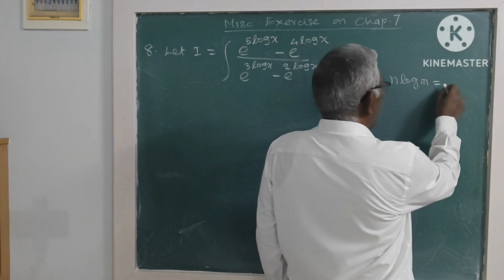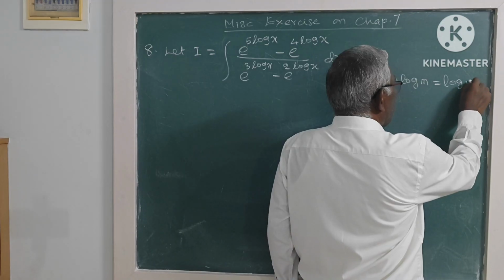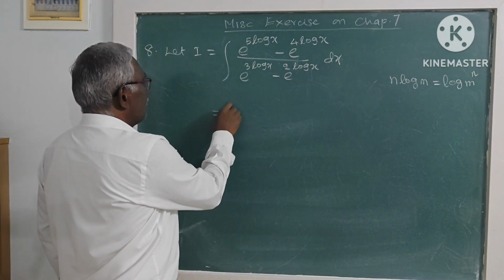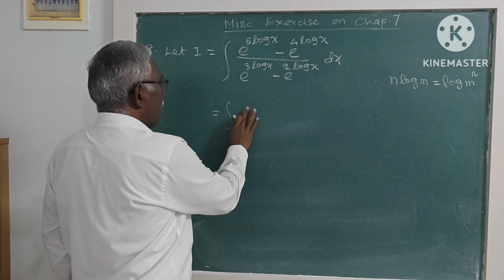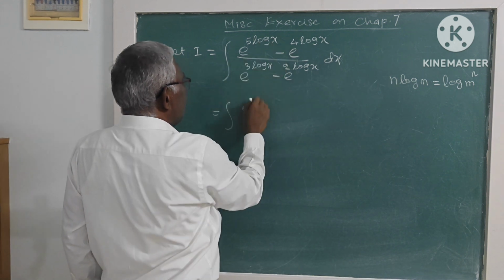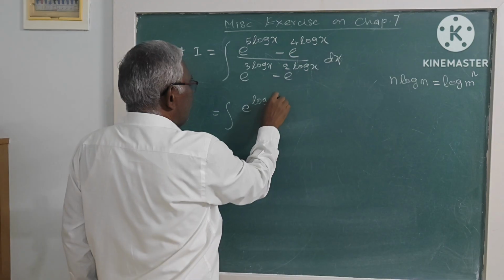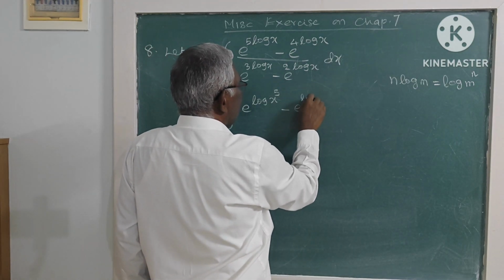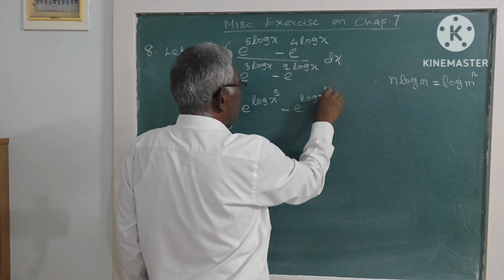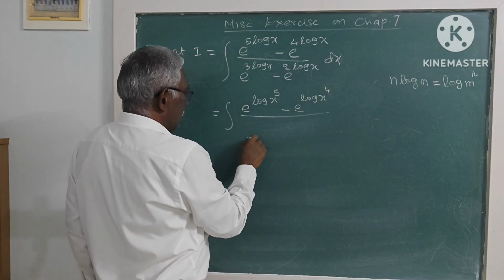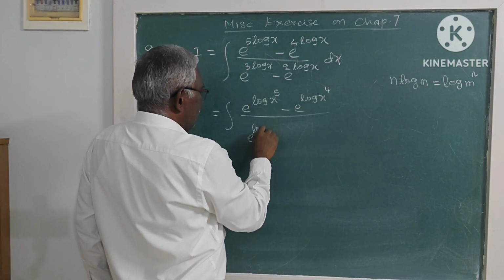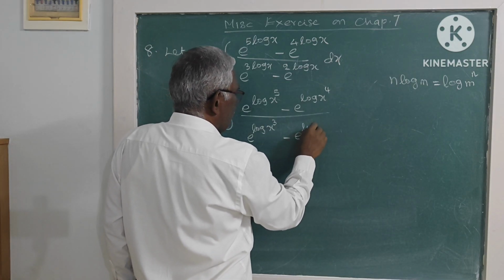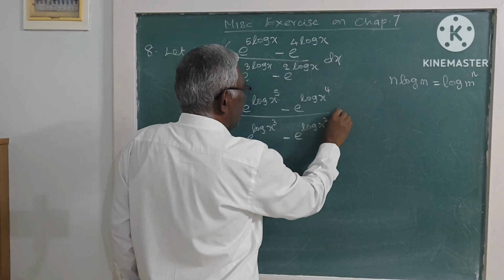N log m is nothing but log m power n. So using that, we can write this as e power log x power 5 minus e power log of x power 4 by e power log of x cube minus e power log of x square dx.